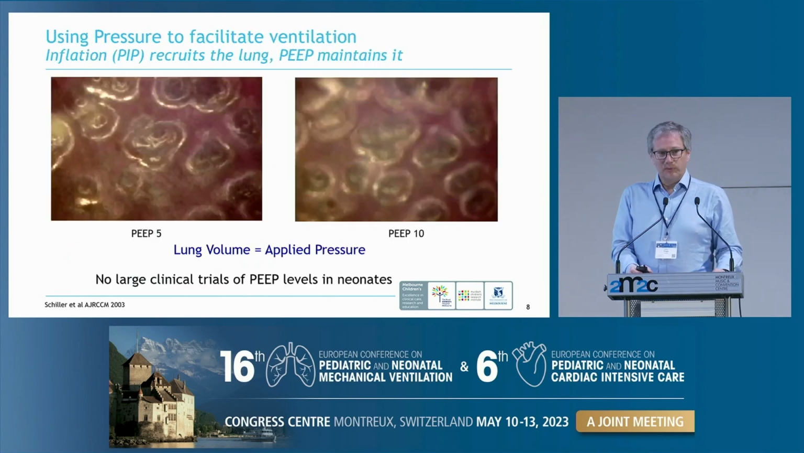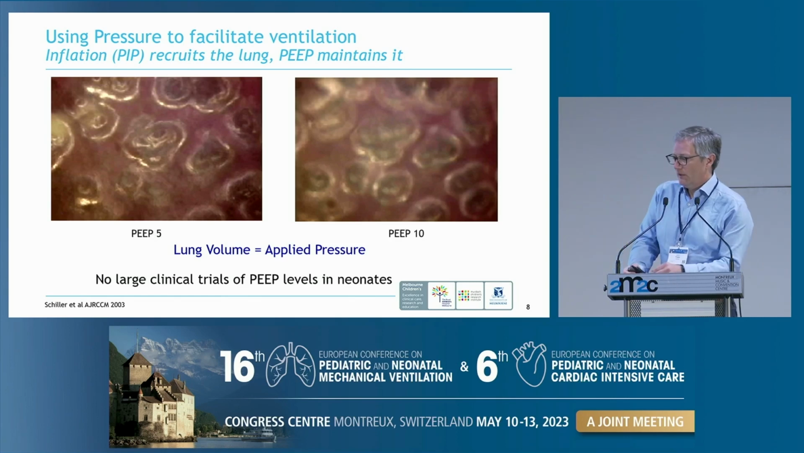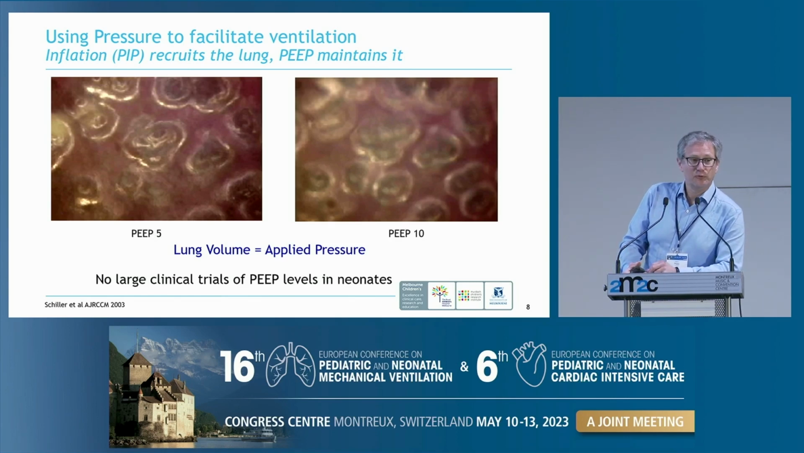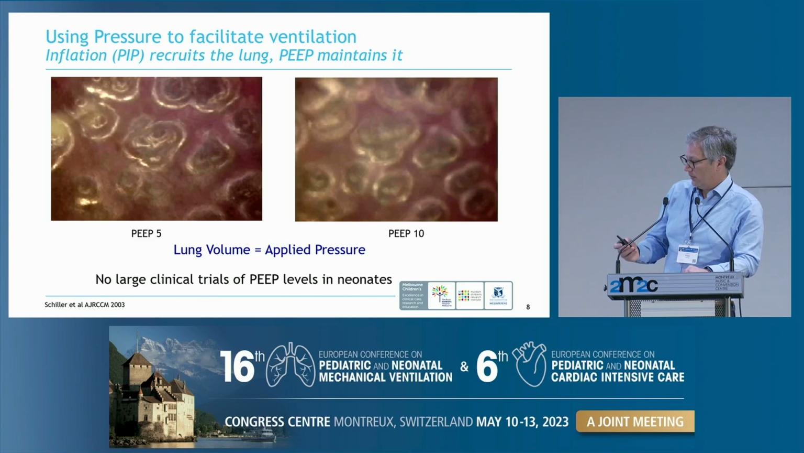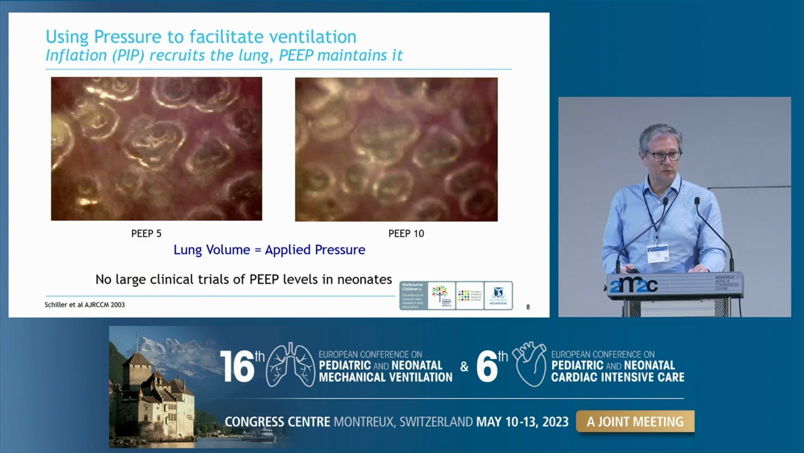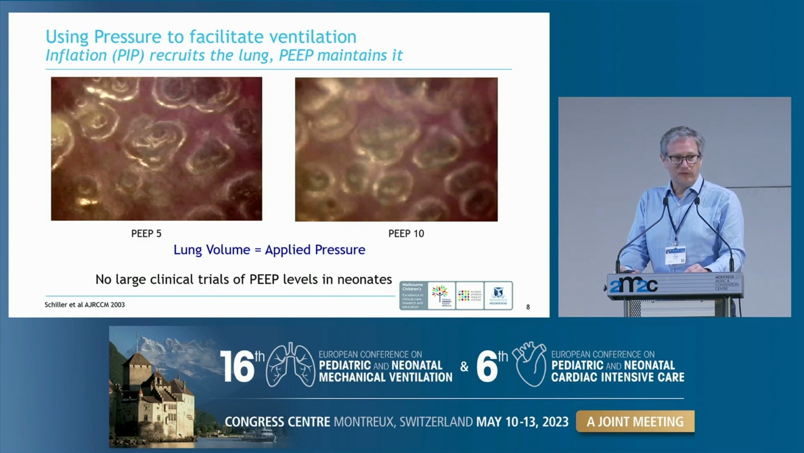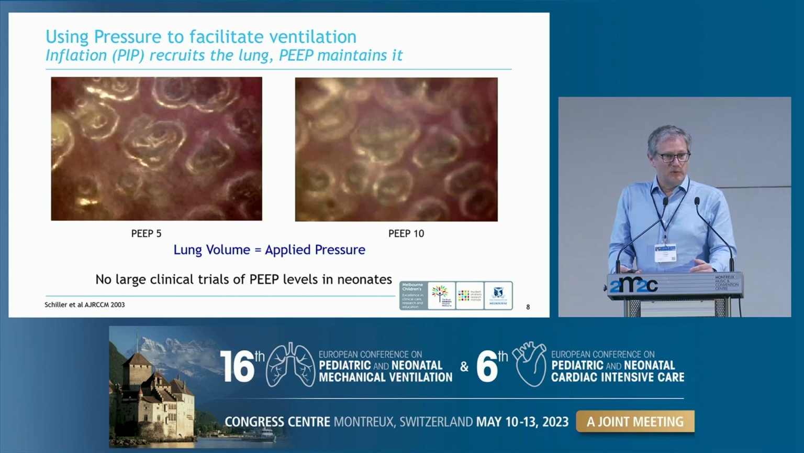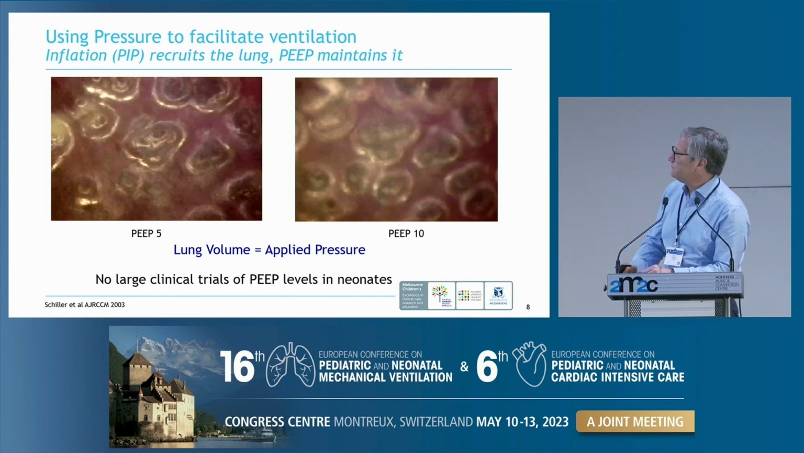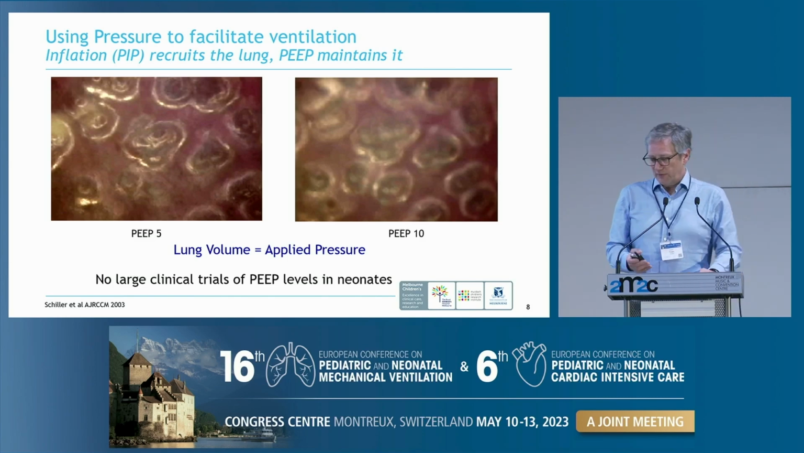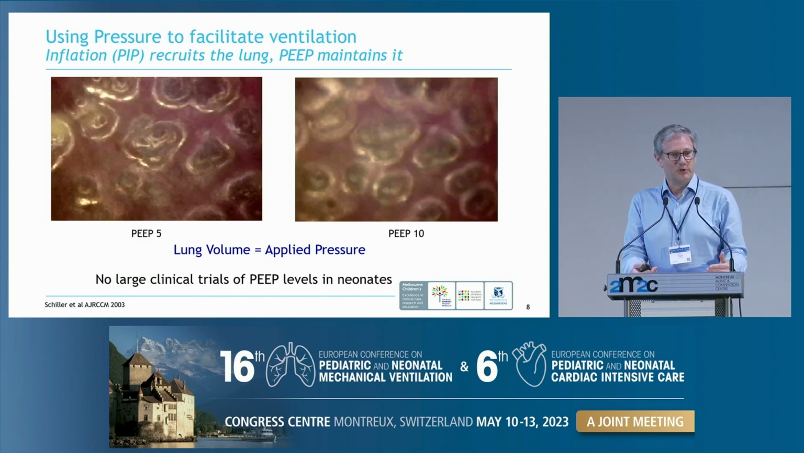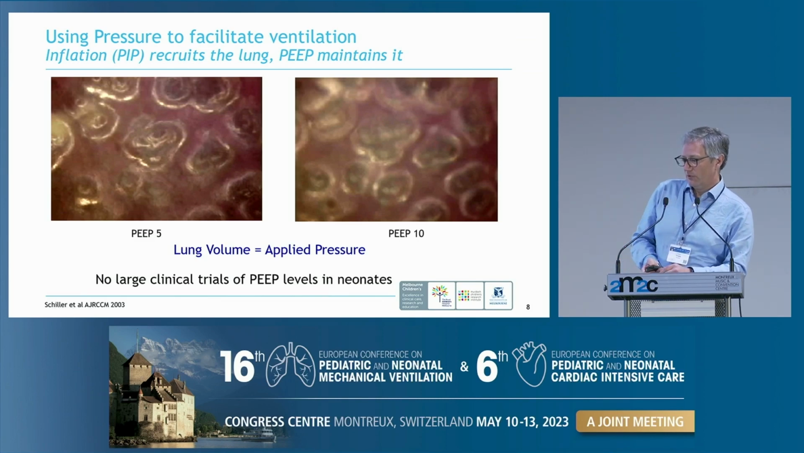So let's talk a little bit about pressure. And I think most of you have probably seen these videos before. They've been around for a long time. For those of you who haven't, these are alveoli under electron microscope of adult piglets with ARDS, but the concept is the same in neonates. You could imagine this is a preterm baby with RDS. And these videos really nicely illustrate the core concept of how positive pressure ventilation helps the lung move. So hopefully it'll play.